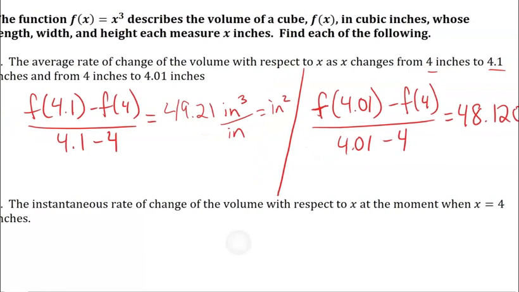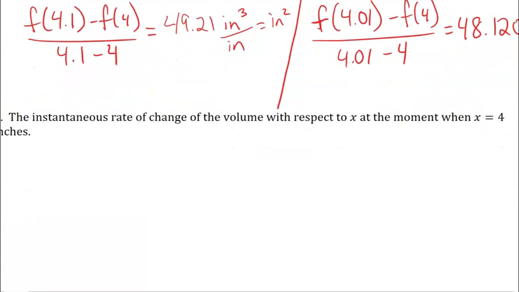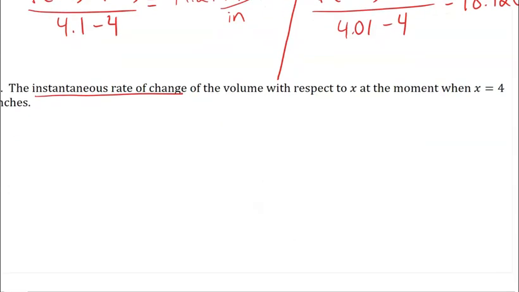Okay. Now, the second part says find the instantaneous rate of change of the volume with respect to x when x equals 4. So we're looking for instantaneous rate of change, which means slope of the tangent or derivative. Okay, so we are looking for f prime of 4. That's what we're trying to find. So we could find f prime of x if we want, and then plug 4 into that, or we can just go ahead and do f prime of 4 and start with 4 as our a value. Both of them are going to get us to the same spot.